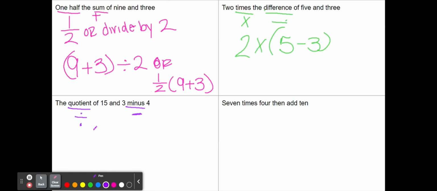All right, so we're going to get the quotient of 15 and 3. So let's do 15 divided by 3. Put it in parentheses to make our life easier. Minus 4.